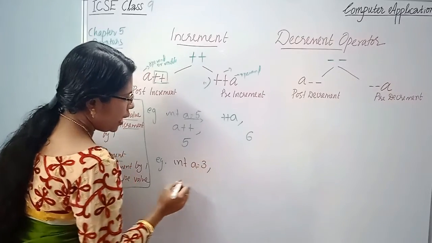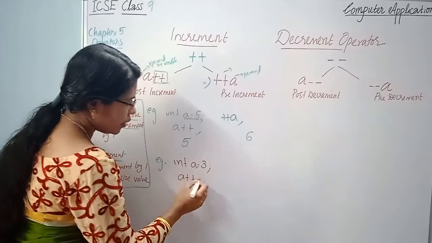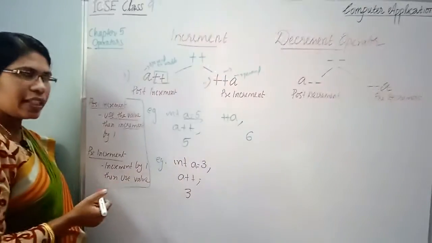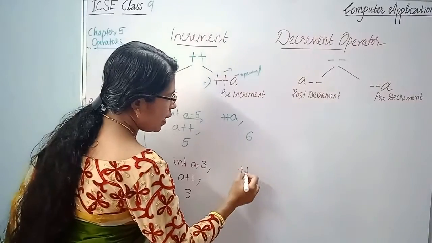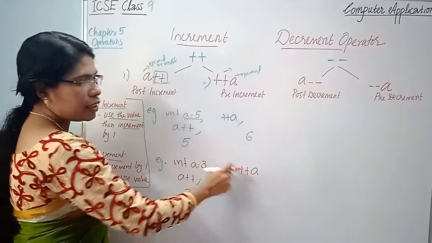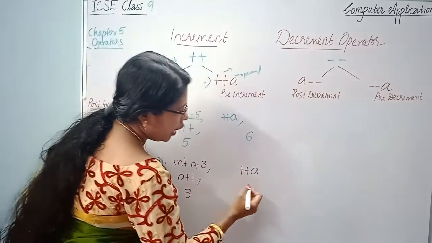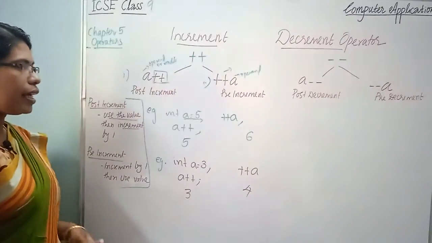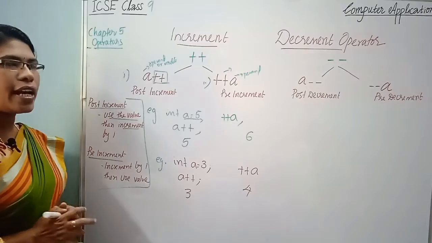A equal to 3, and what is the value of a plus plus? Yes, a plus plus means we will use the value first. So it will be 3. And plus plus a, if a is equal to 3, what is plus plus a? It will increase the value by 1, so we will get the value 4. Okay. This is post increment and pre increment.